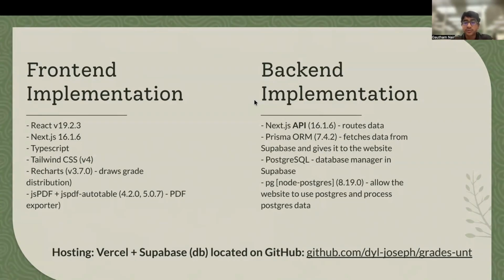As I said, Next.js was used for the API. It routes the data. Prisma gets the data from Supabase and gives it to the website. And Postgres manages the database in Supabase. And Node Postgres allows the website to use Postgres and process the Postgres data. We host the website on Vercel and the database on Supabase, and you can find them located on this GitHub link.